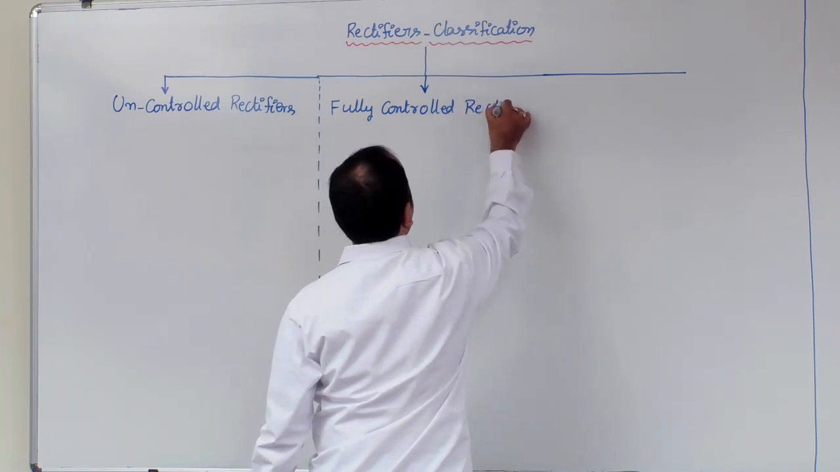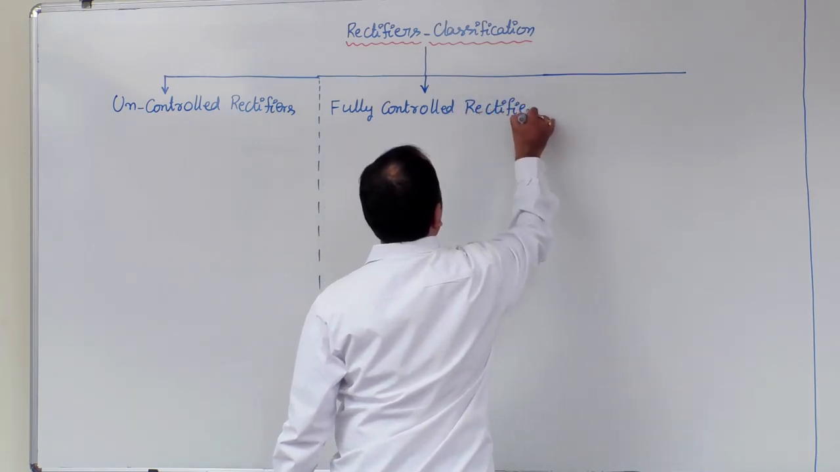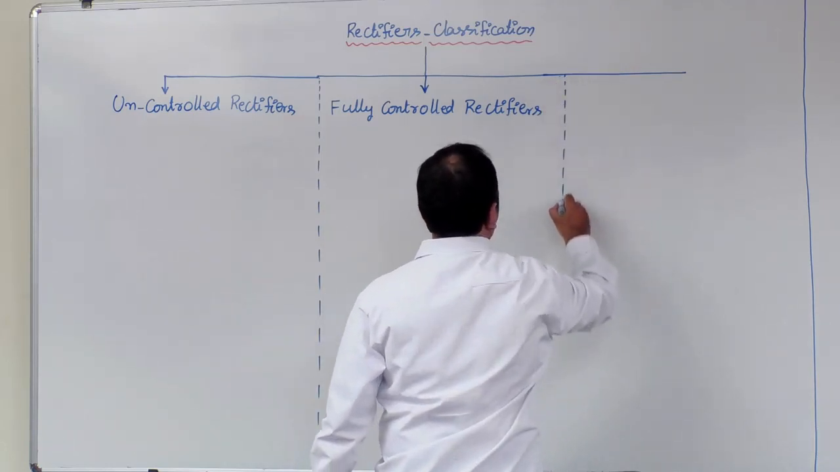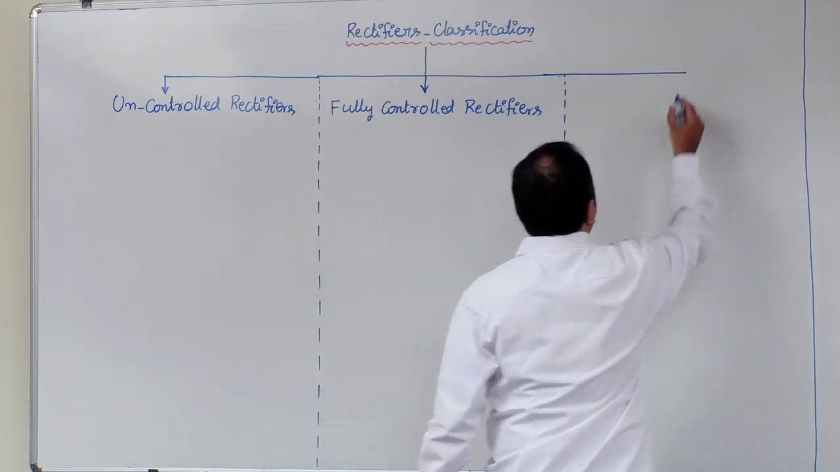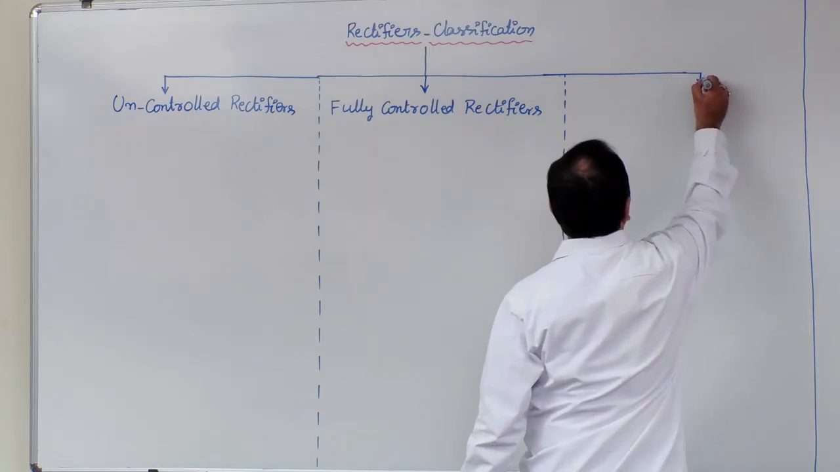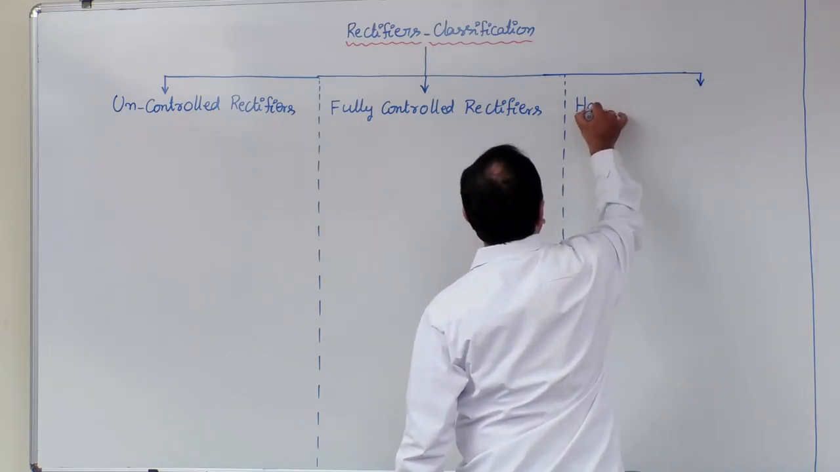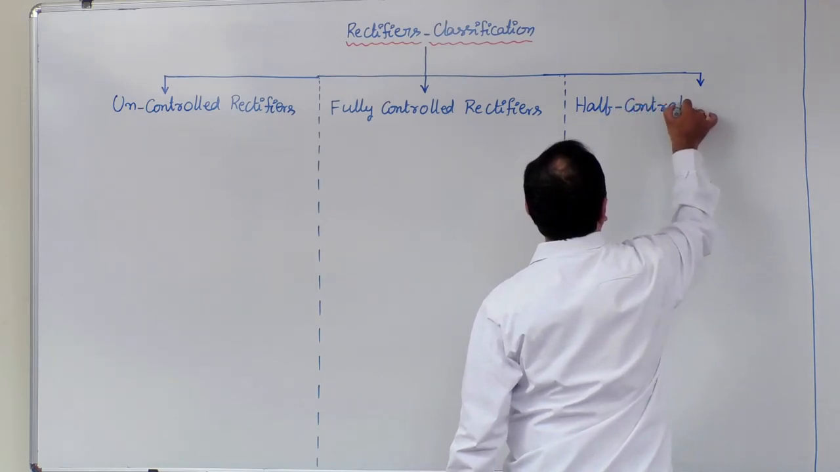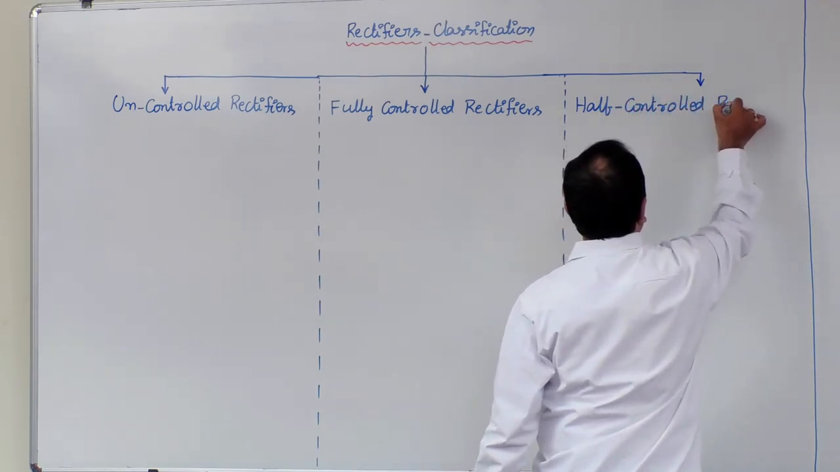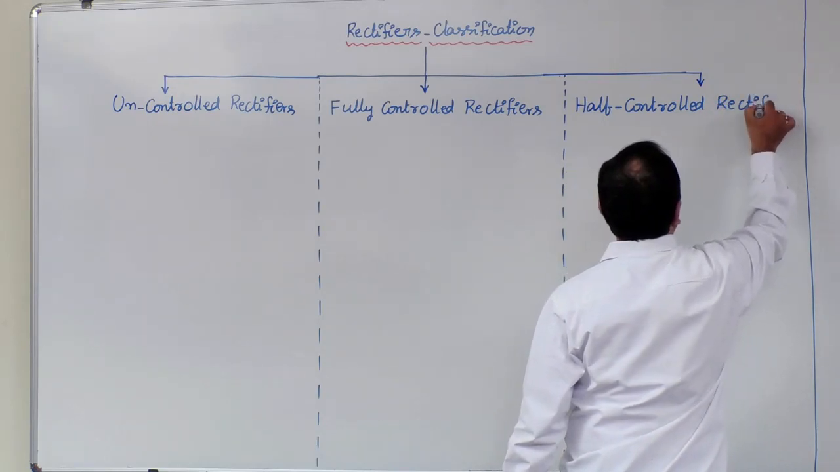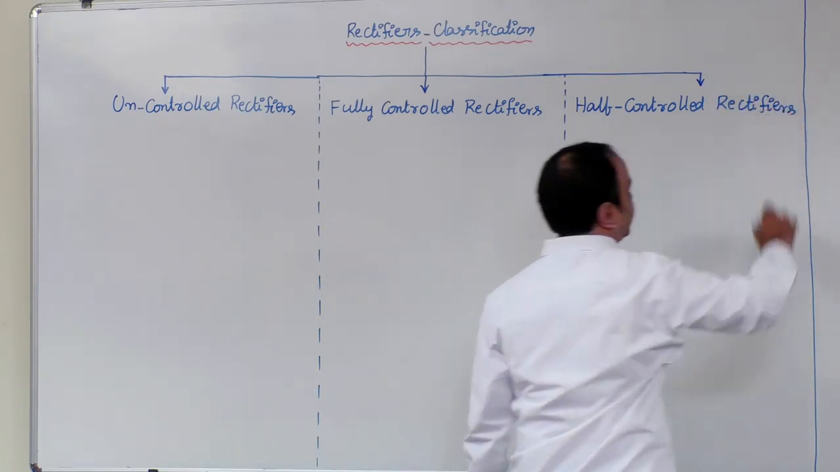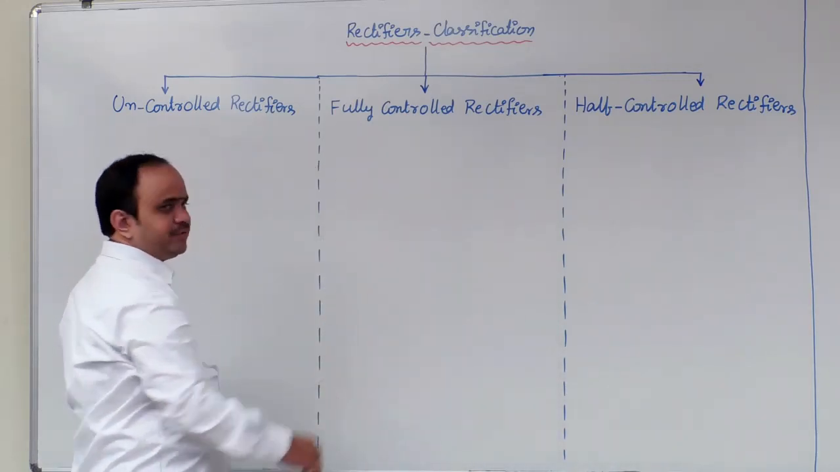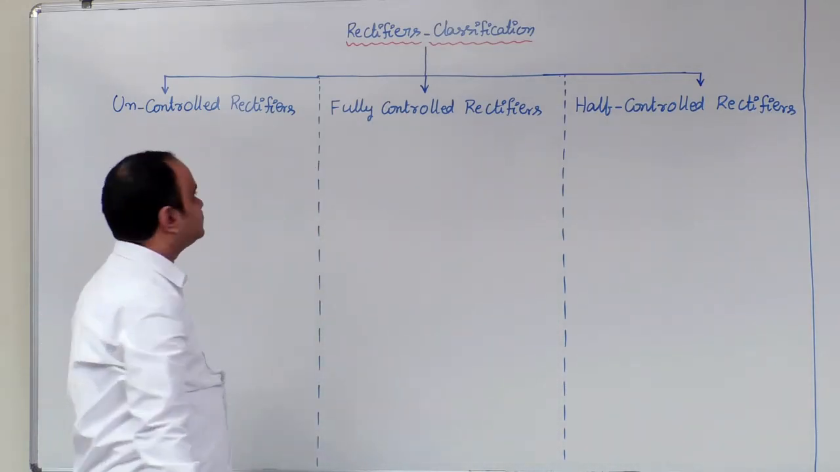The second classification is fully controlled rectifiers. Okay, and the third classification is half controlled rectifiers. Okay, now let us look into the basic definitions here.